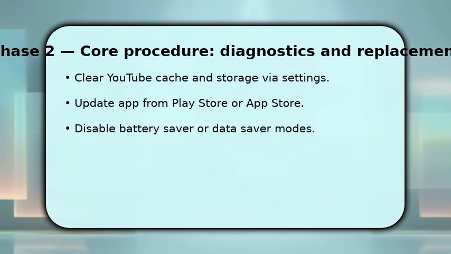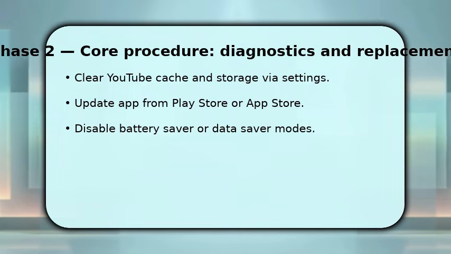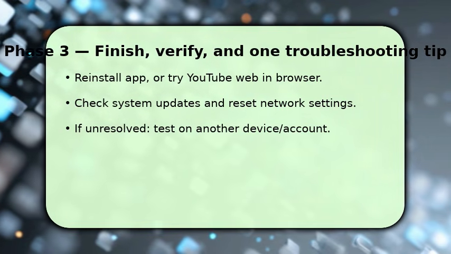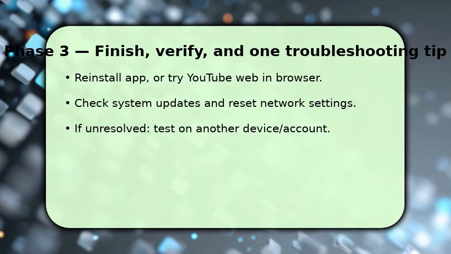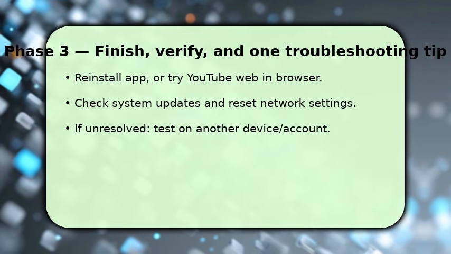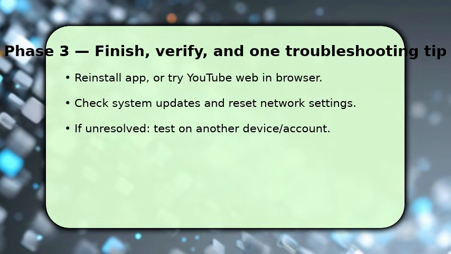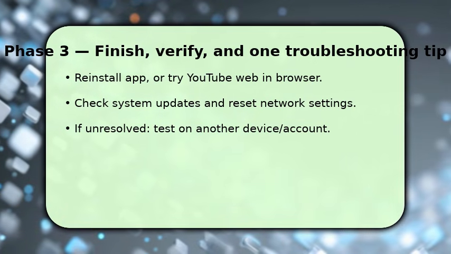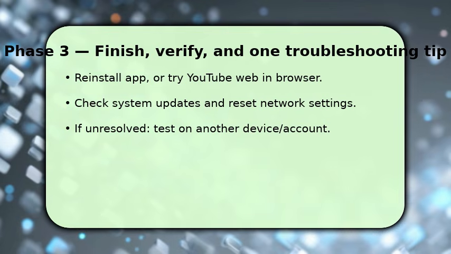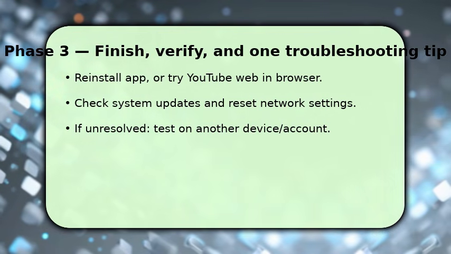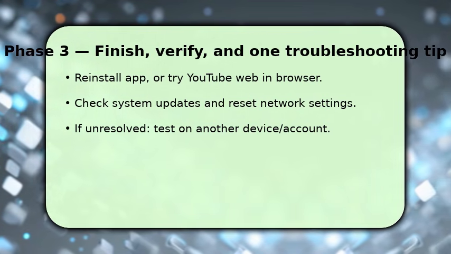Finally, uninstall and reinstall YouTube to remove damaged binaries. This is decisive when cache clearing fails. Alternatively, open YouTube in a browser to confirm whether the issue is app-specific. If web works, the app is the culprit. Make sure your OS is up to date, and, if necessary, reset network settings to clear stubborn DNS or proxy issues. If nothing changes, test on another device or account to isolate the problem.